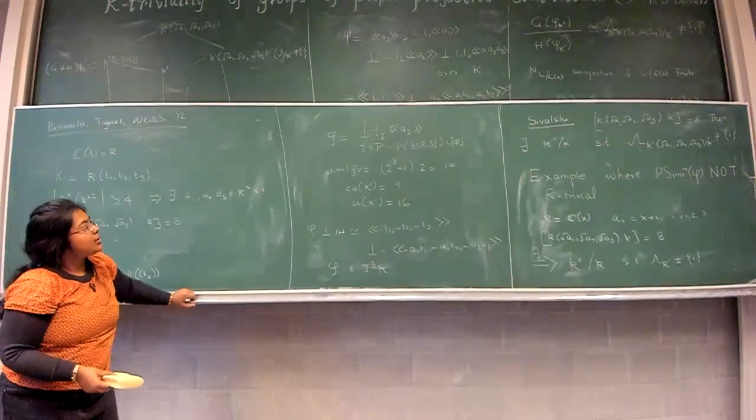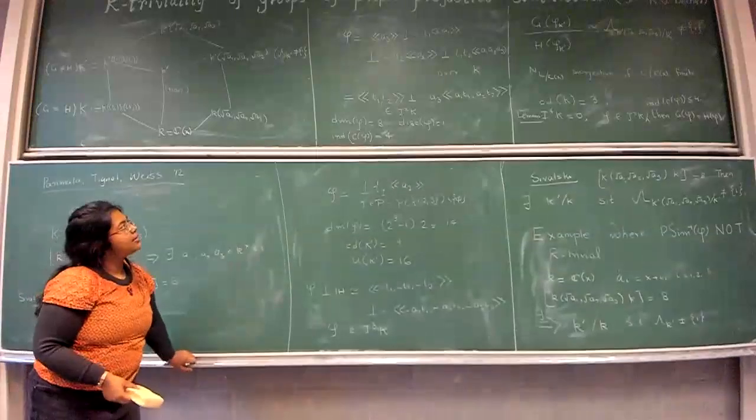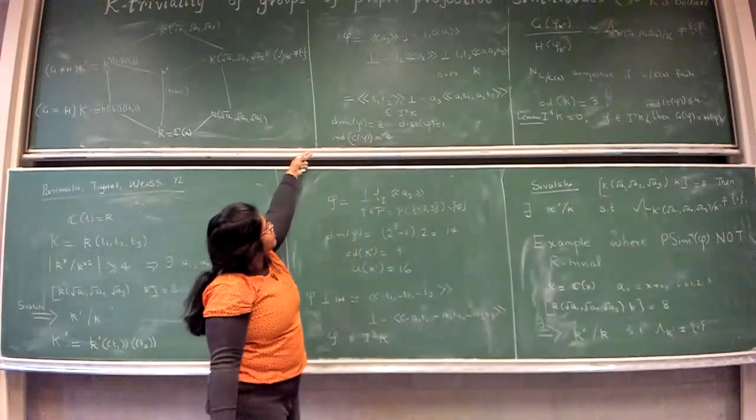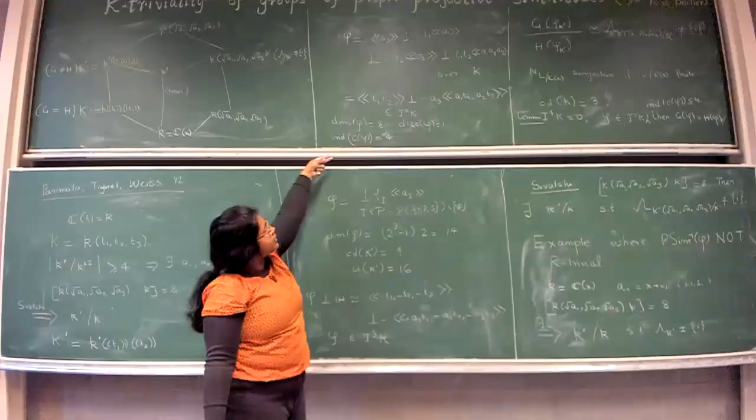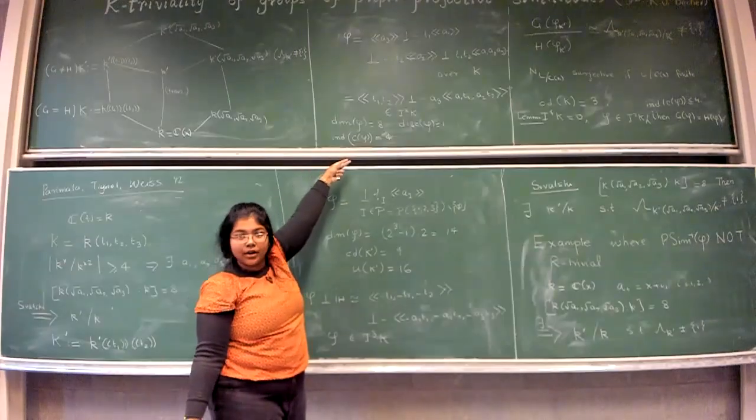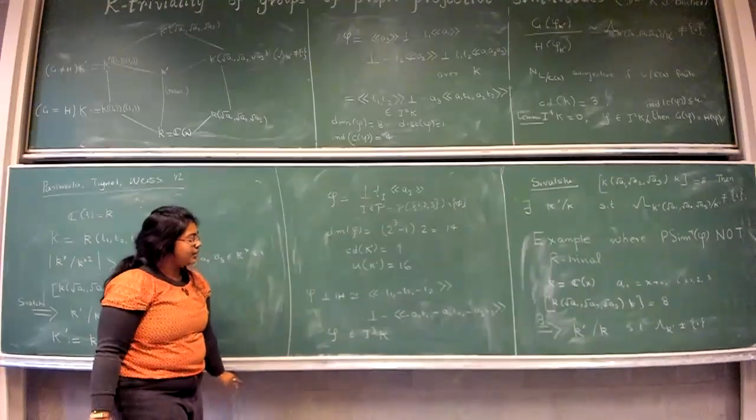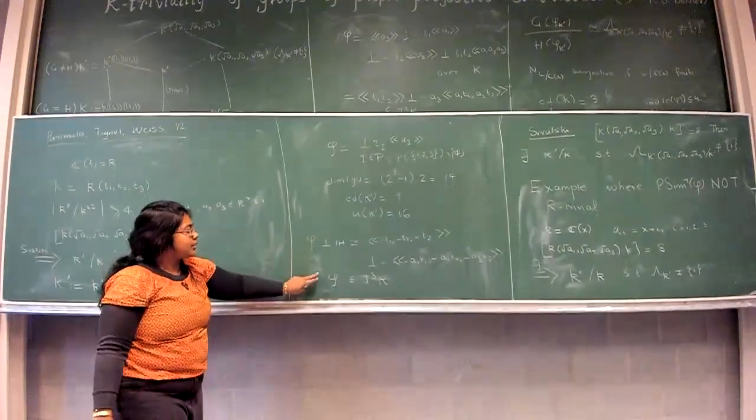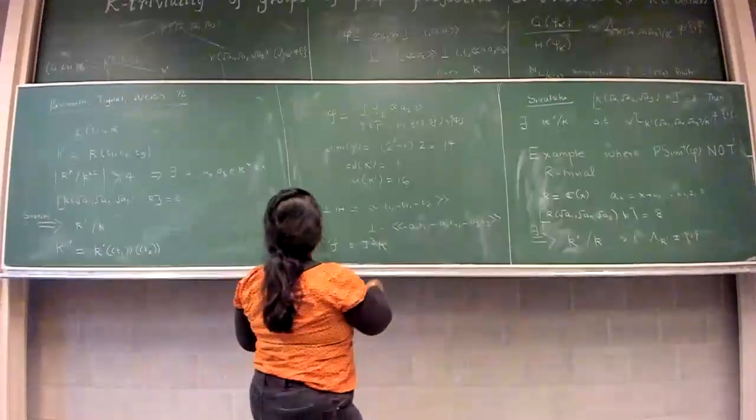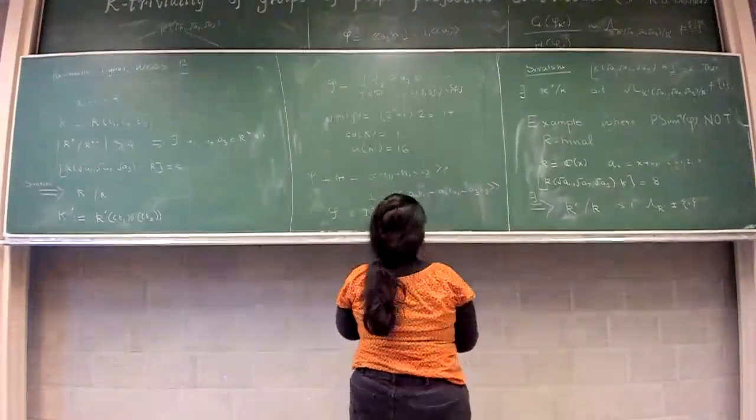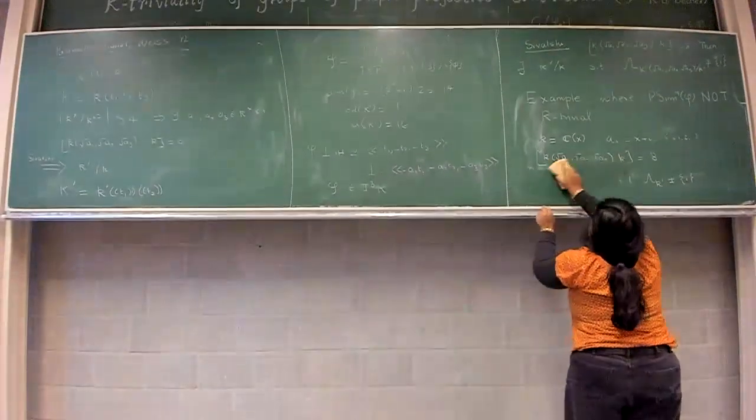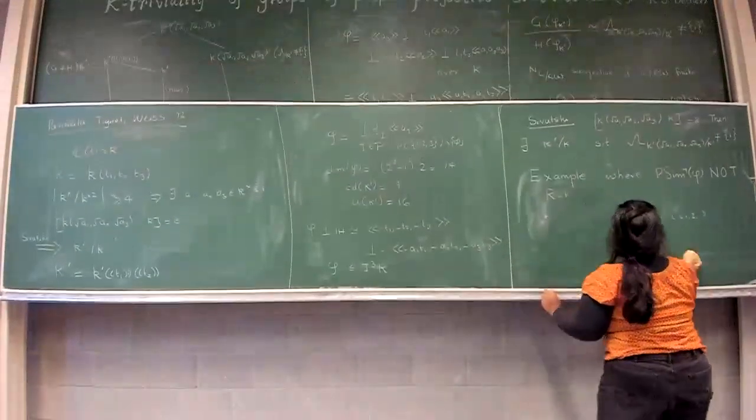So what is the fact? For the earlier example we have the index of the Clifford algebra being 4, and we are able to get one example where this is not R-trivial. Here also it will be in the same way.